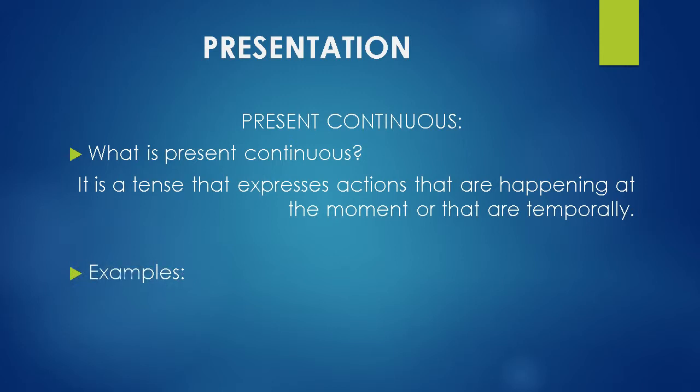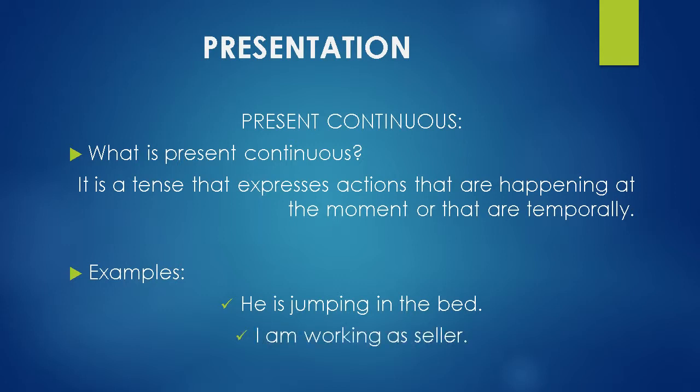For example, he is jumping on the bed. It means that he is jumping at that moment, but he will not be jumping all the time. I am working as a seller. It means that I am working for now, but maybe next year I will be working in another thing.